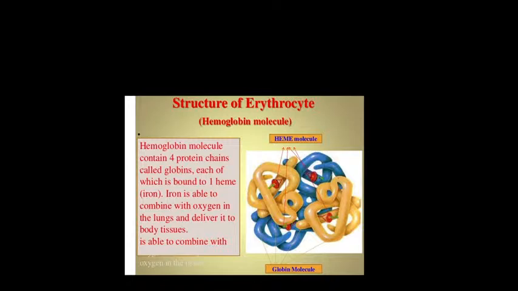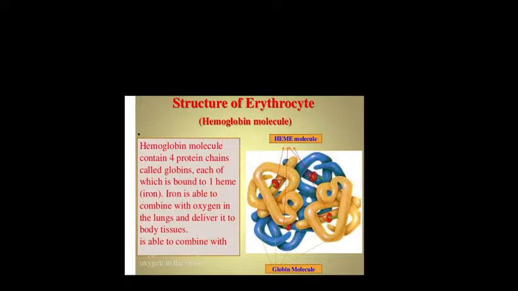Each heme molecule contains one iron. The iron present in this heme molecule is in the ferrous state, not the ferric state. Each ferrous iron will carry one molecule of oxygen. So hemoglobin will carry 4 molecules of oxygen, or 8 atoms of oxygen.